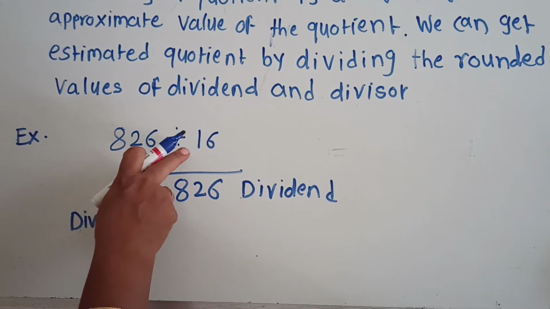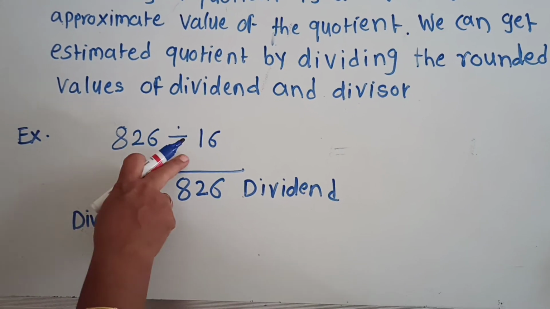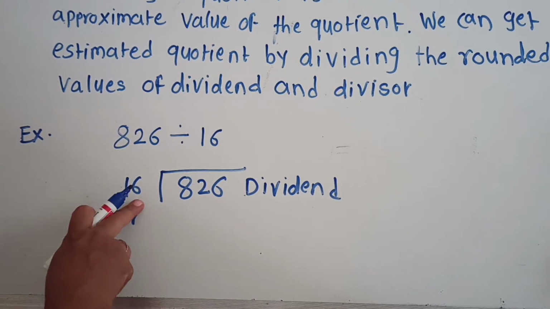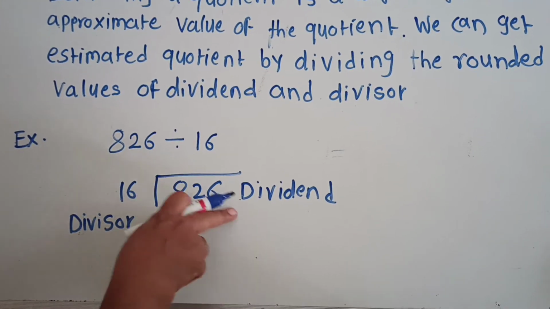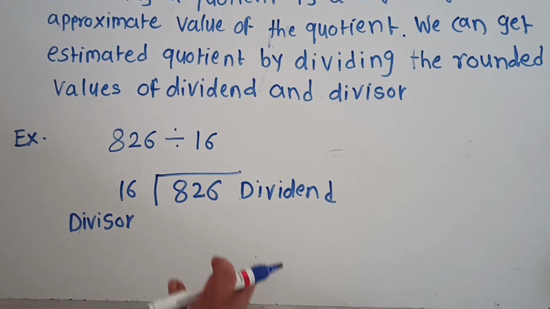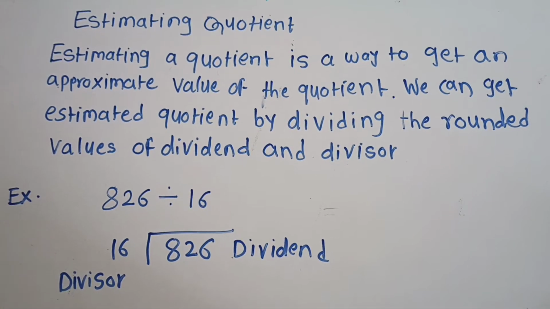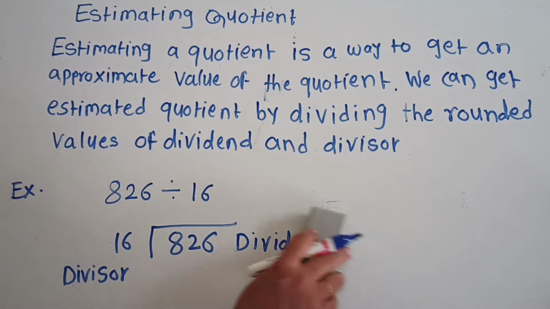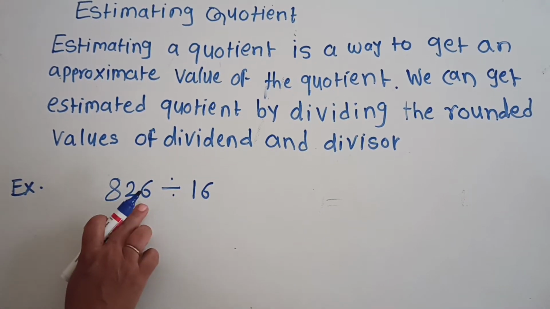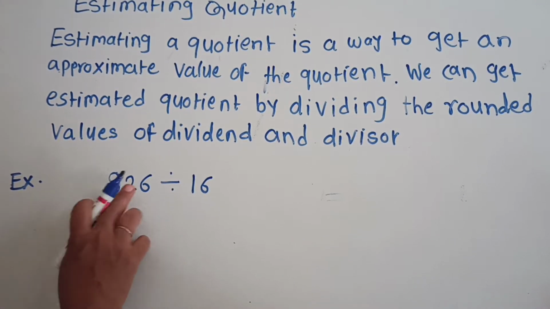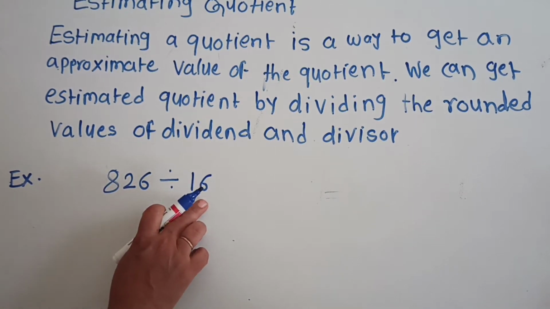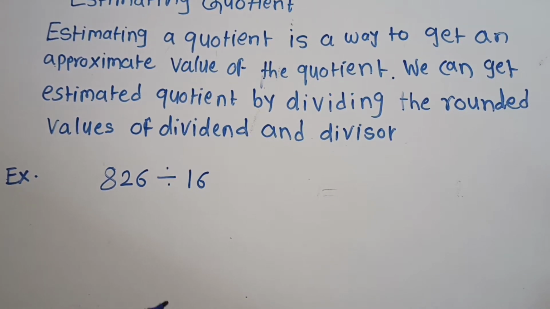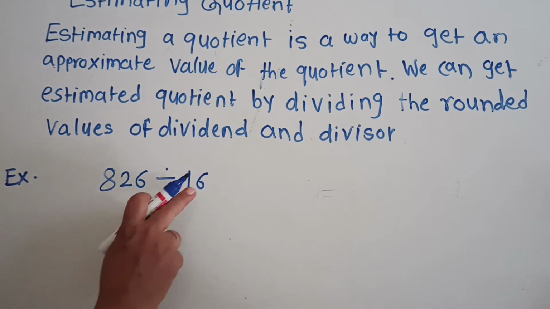Means children, to find the estimated quotient, we will take the rounded values of dividend and divisor and divide them, and then we will get the estimating quotient. Let's see with the help of this example. Here 826 is the dividend and 16 is the divisor. Now in this example we have to round the divisor.